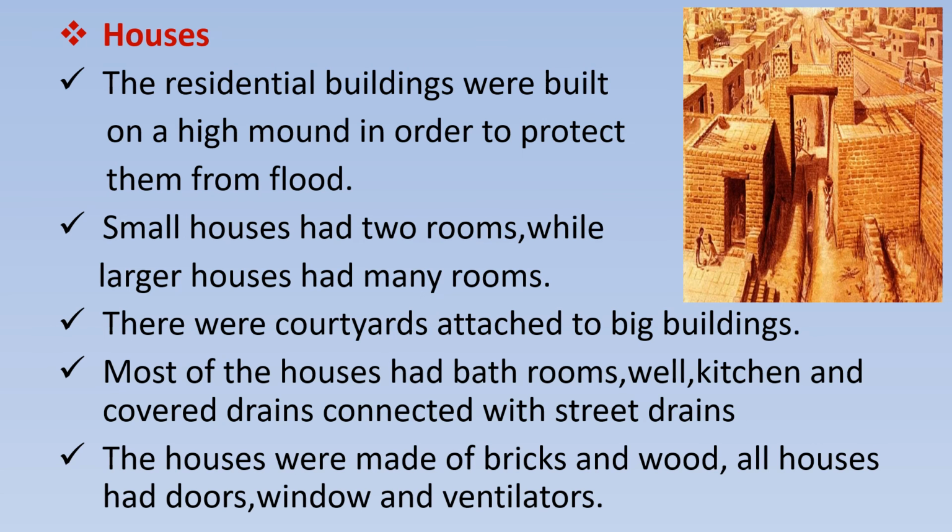Houses of Indus Valley civilization. The residential buildings were built on a high mound in order to protect them from floods. Small houses had 2 rooms while larger houses had many rooms. There were courtyards attached to big buildings. Most of the houses had bathrooms, wells, kitchens, and covered drains connected with street drains. The houses were made of bricks and wood. All houses had doors, windows, and ventilators.